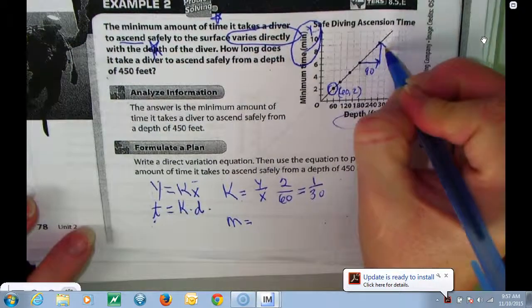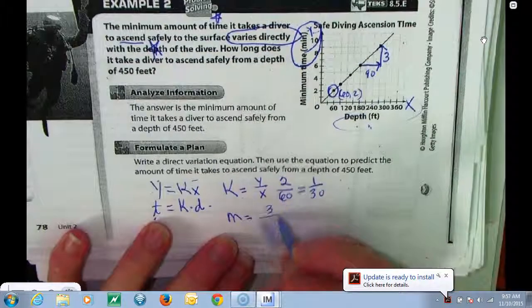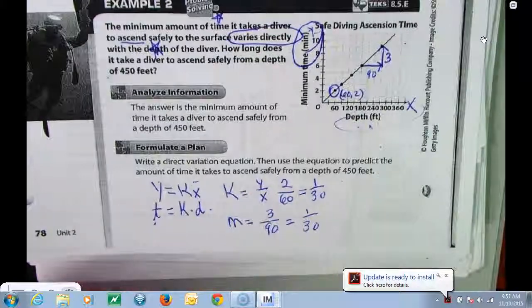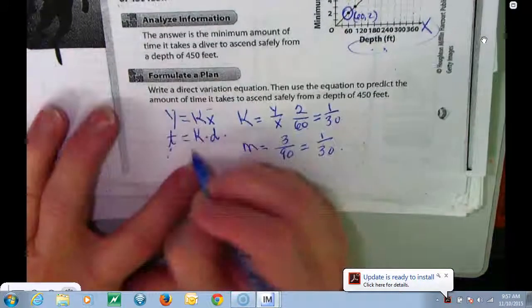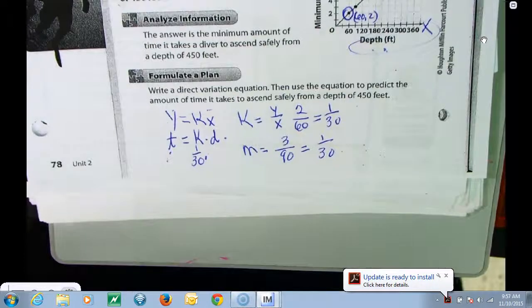Brooke, what'd you get? Good. Because you're counting by ones. So, 3 over 90, rise over run, which reduces to 1 over 30 also. So, we're going to come over here and put, let's go back, 1 over 30 is our K.